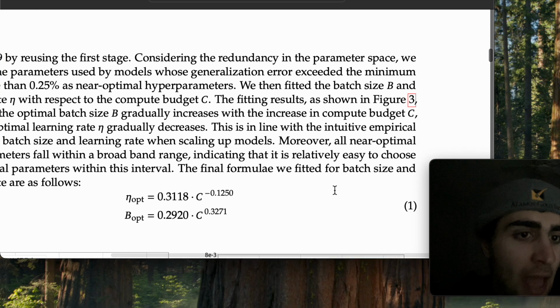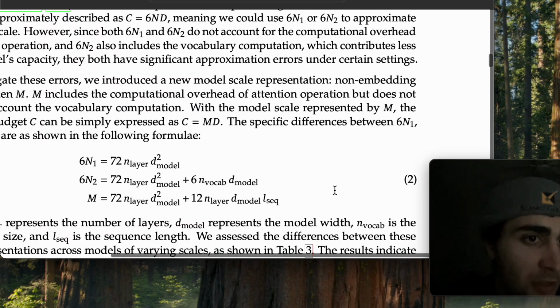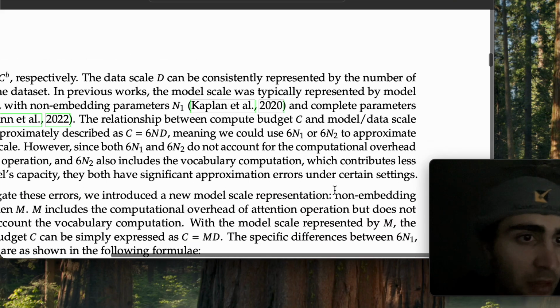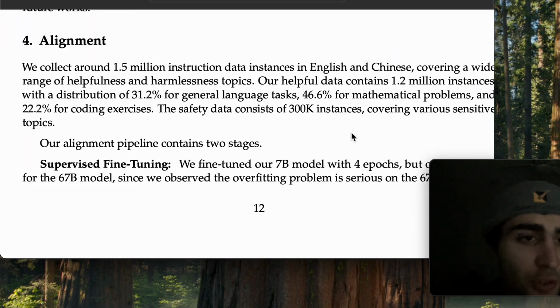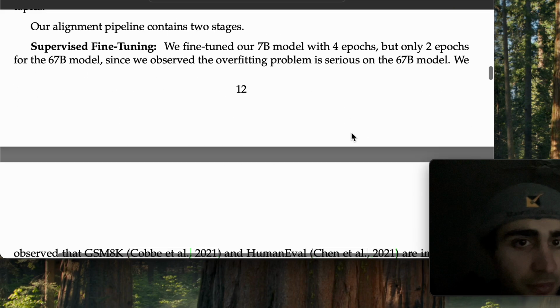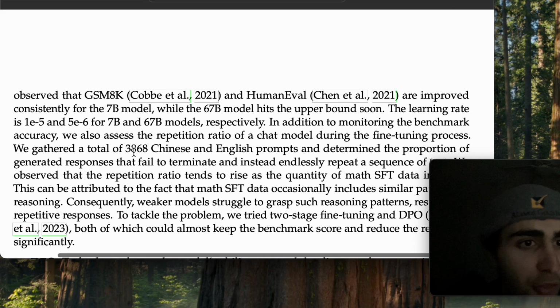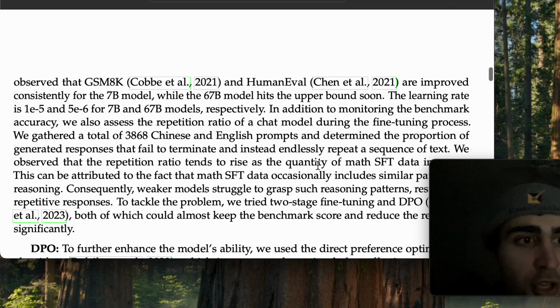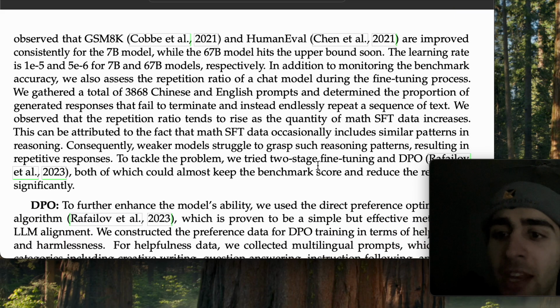So they also have a section on alignment. We can skip all this because once again, it's just about the scaling hypotheses that they produce. And so this will be our last section in the video. However, it is quite interesting. So first of all, they mentioned gathering 3,868 Chinese and English prompts for detecting repetitive behavior.